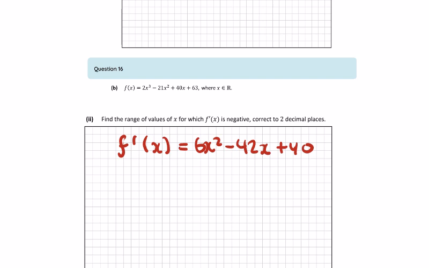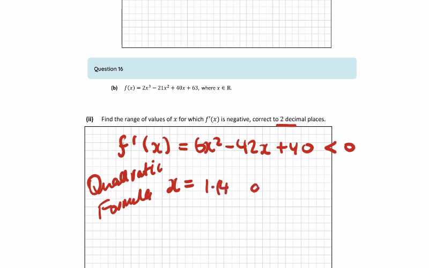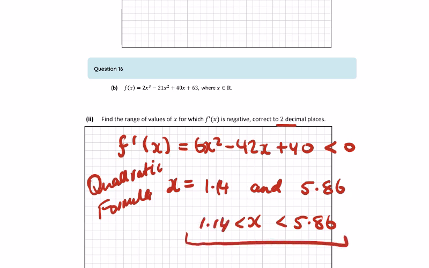When is f prime x negative? This will have to be less than 0. So try to factorize it a couple of times. I don't think it's factorizable, because when I did the quadratic formula, I get two values. I get x is equal to, so I use the quadratic formula here. The two values are 1.137, so 1.14 to 2 decimals, and 5.862, so 5.86. So x is going to be between these two values, 1.14 and 5.86. Nice easy question there for this one.